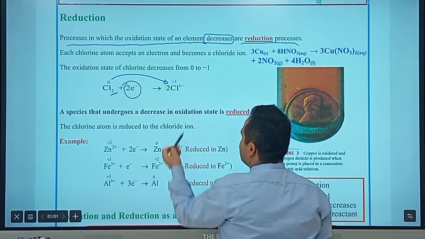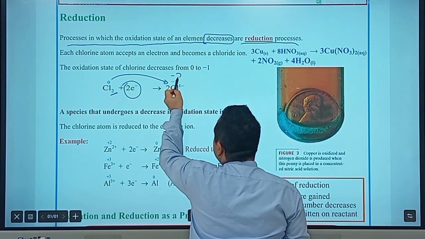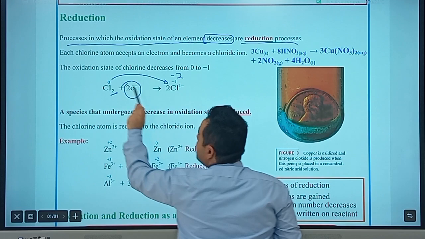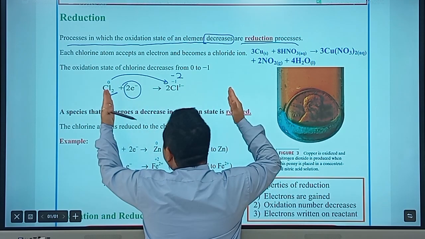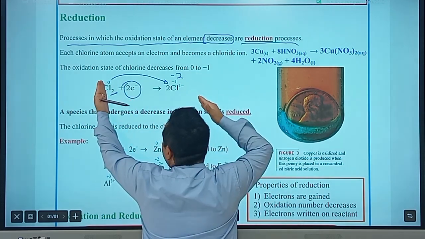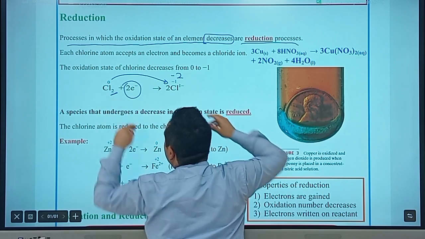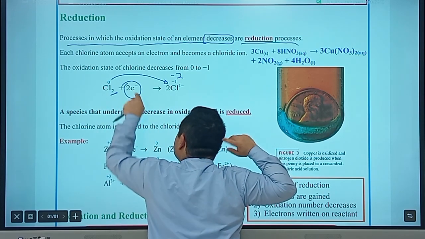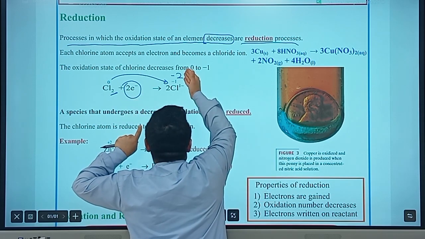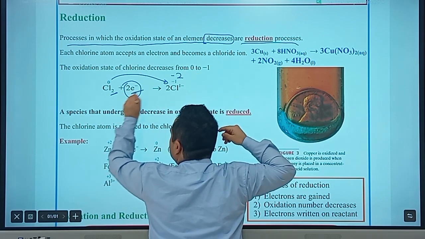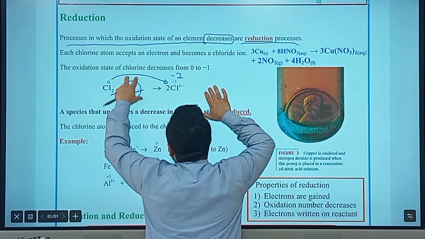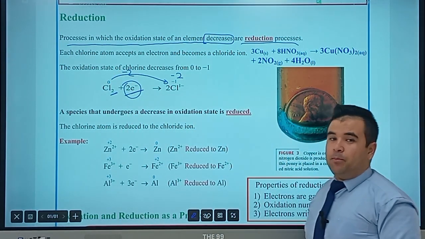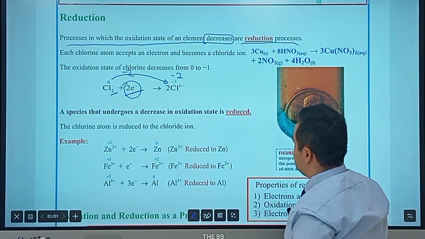Why do we write in the reactant? Because in the product we have 2 negatives, 2 multiplied by -1 is -2. Here we have 0. The charges are not balanced. -2 and 0. How to balance these two? By addition of electrons. What should be added to the other side to balance this -2? Two electrons must be added to the other side. So here we have 2 negatives and 2 negatives. We have balanced the charges.